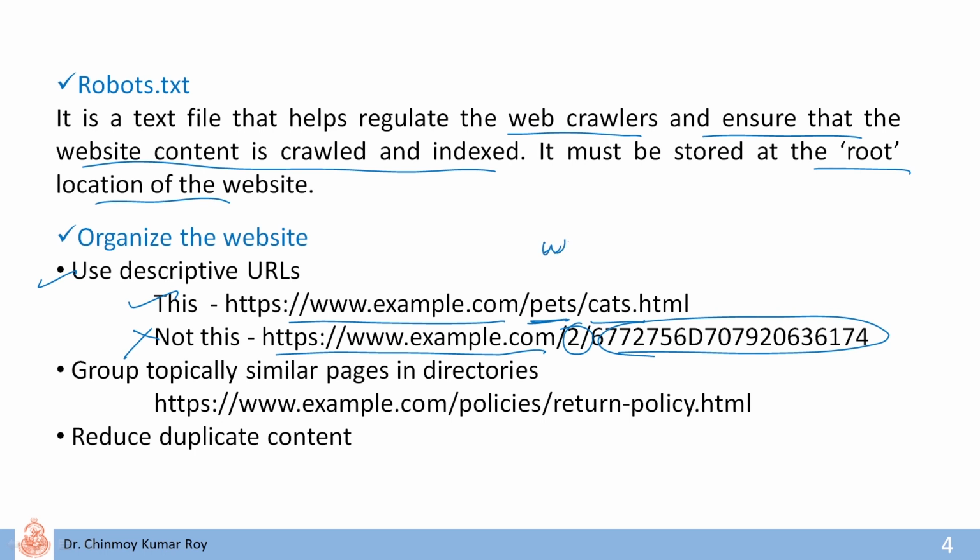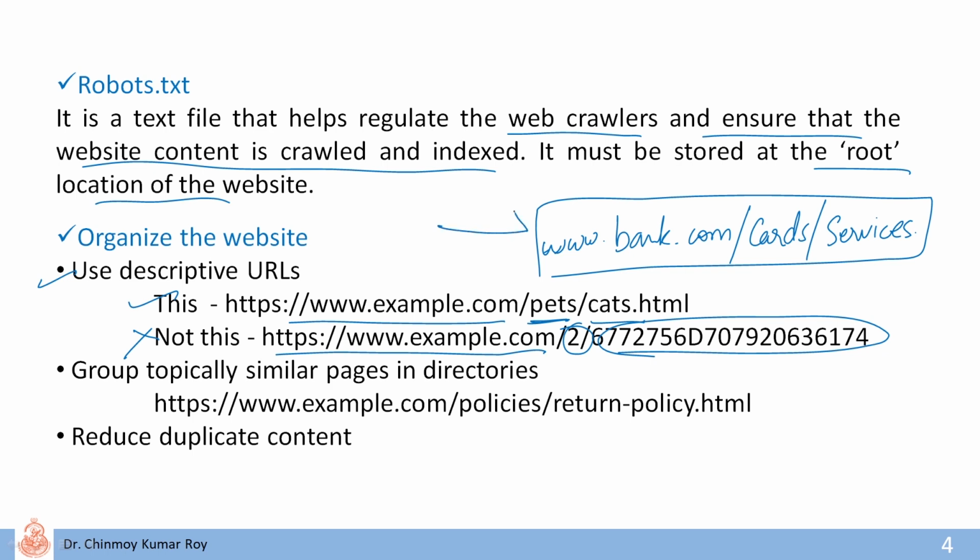For example, say this is bank.com, any XYZ bank, in their cards services. So this URL should be very specific, so directly you can put it in your website. If you want this particular service, you can click on this, or you can type this URL, search this URL and directly visit that page. But again, if it is written, in place of cards, say 3, and in place of here some ABCD or something like that, again it is not very appealing, right? So we need to use the descriptive URL.